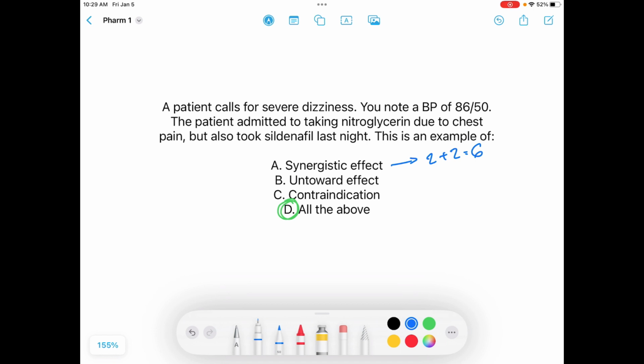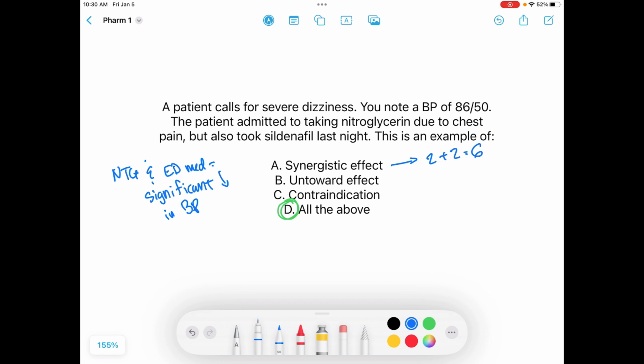So in the case of nitroglycerin, NTG, and we take some sort of ED medication in a relatively short period of time, you get a magnified decrease in blood pressure, a significant decrease in BP. And that's why in a lot of your protocols, as well as what you were taught in class, we always ask patients before we give them nitroglycerin, hey, do you take any medications such as Viagra or whatnot? Because they have a synergistic effect with each other.